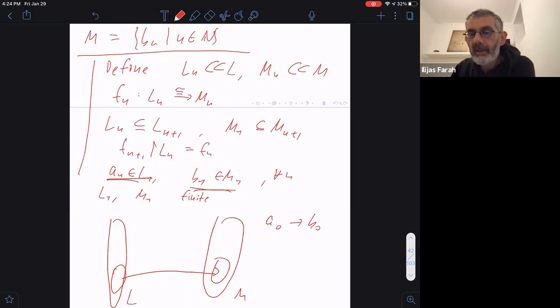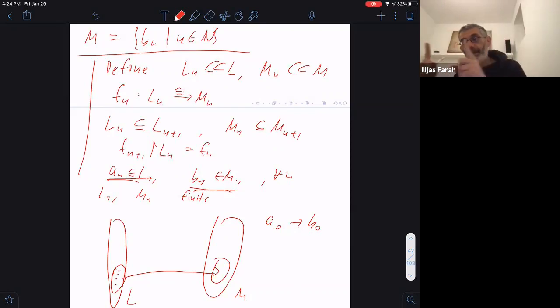And how does the inductive step work? Well, you see, what I have here is a finite subset of a dense linearly ordered set. So there are only finitely many possibilities for where A_{n+1} can occur. It is maybe between two of the points.